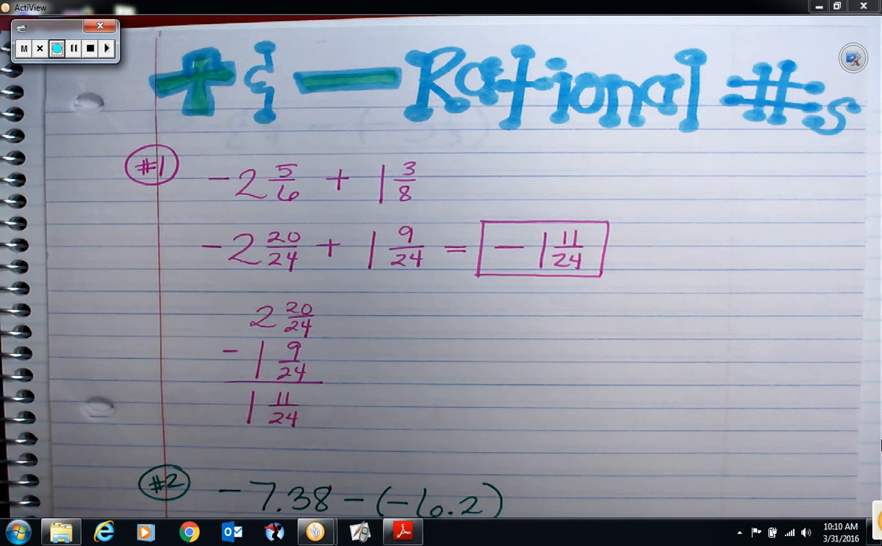What we need to remember is all of our rules for operations with fractions, all of the rules for operations with decimals, and all of the rules for operations with integers, and put them all together today.